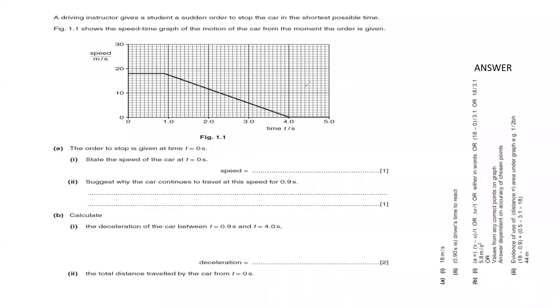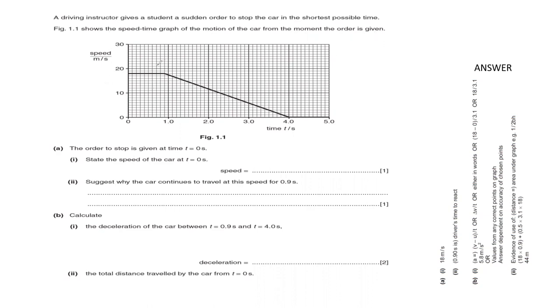So in this session, we will discuss speed-time and distance-time graphs, as well as the questions related to distance-time and speed-time graphs. In the first question, a driving instructor gives a student a sudden order to stop the car in the shortest time possible. Figure 1.1 shows the speed-time graph of motion of the car from the moment the order is given.